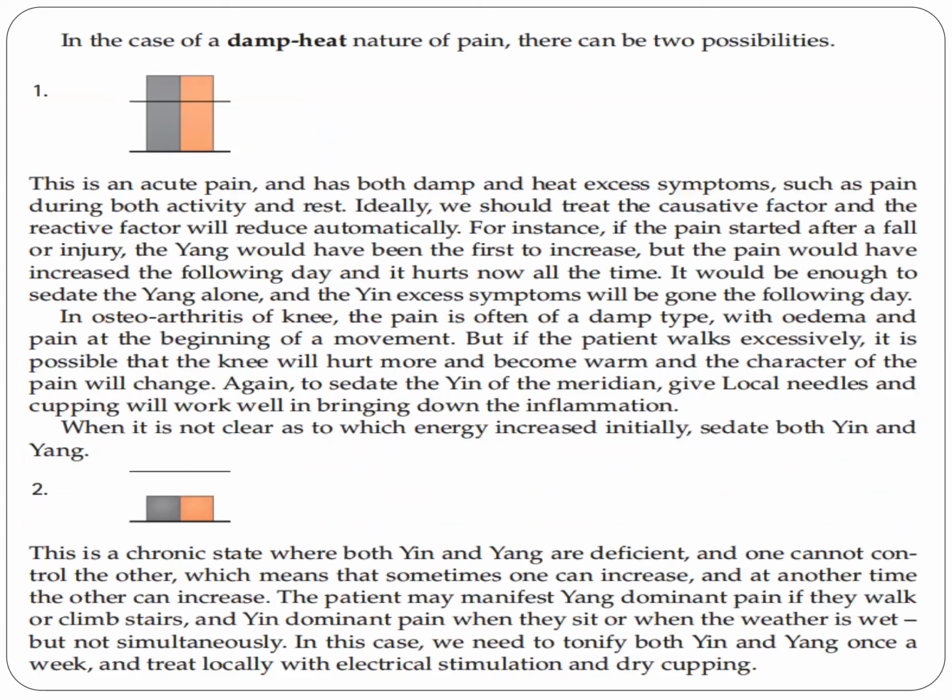In the case of damp heat nature of pain, there can be two possibilities. The first one, we have both yin and yang excess. This is an acute pain and has both damp and heat excess symptoms, such as pain during both activity and rest. Ideally, we should treat the causative factor and the reactive factor will reduce automatically.